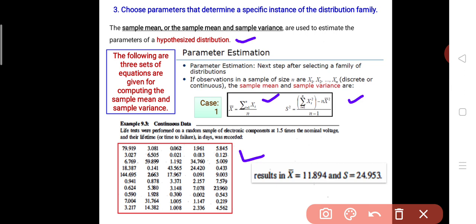N equal to 50. So how is the sample mean calculated here? The parameter x bar is the sample mean, calculated by using this equation: summation i equal to 1 to n xi divided by n. So the sum of all the sample numbers is divided by the total number of sample data, right? The sample mean of this data is 11.894, and the variance, s squared, equals 24.953.